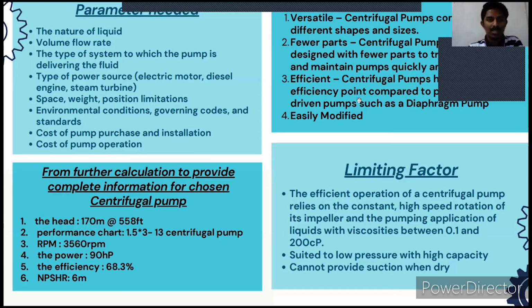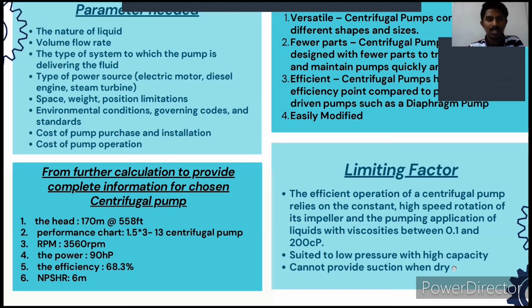The second limiting factor is, in general, centrifugal pumps are only suited for low pressure with high capacity. For example, slurries such as mud or high viscosity oils can cause excessive wear and overheating, leading to damage and premature failures. Not only that, this excessive damage can affect the cost of pump operation and maintenance, which might increase and bring huge loss to the company. However, methanol used in our project is less viscous and it only needed 30 bar to pump out, which suits the centrifugal pump. The last limiting factor is that a centrifugal pump cannot provide suction when dry.